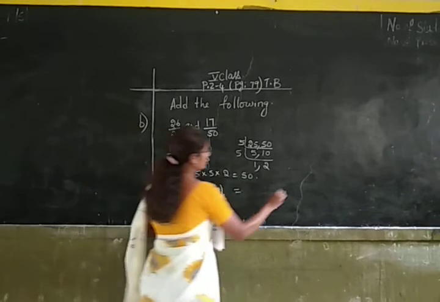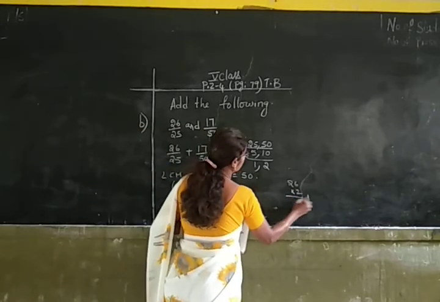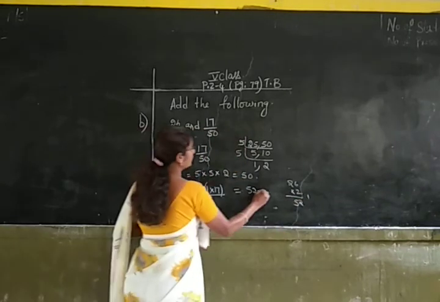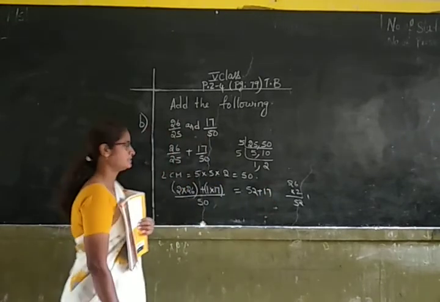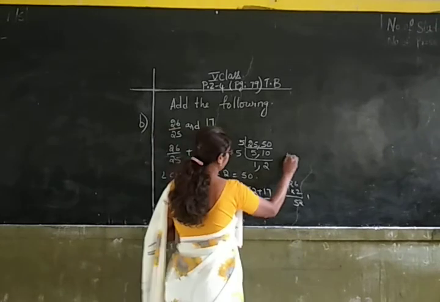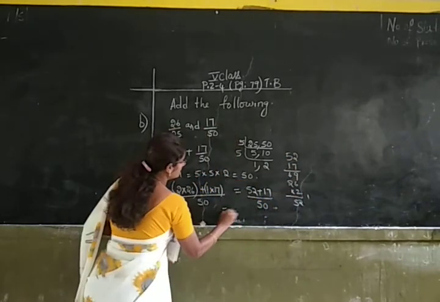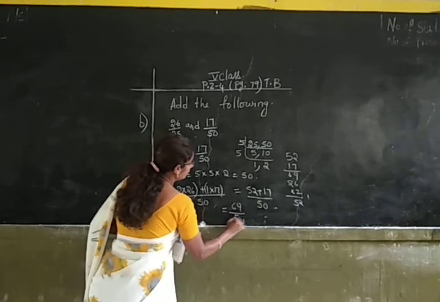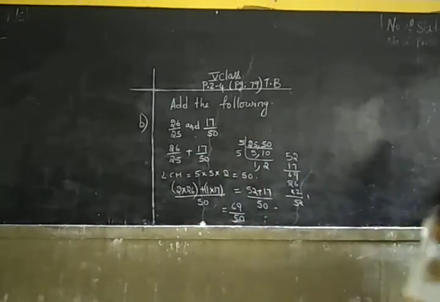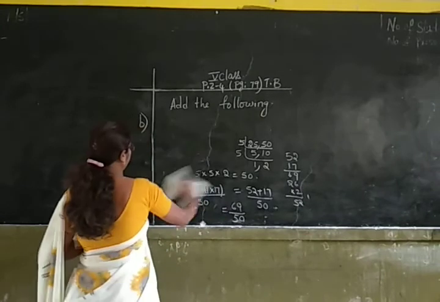So 2 26s are how much? 26 into 2. 2 6s are 12. 2 2s are 4 plus 1, 52. 2 26s are 52 plus 1 17 is 17 by 50. Now let us add 52 and 17. So the answer is 69 by 50.